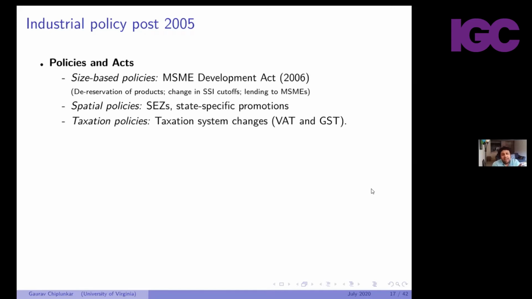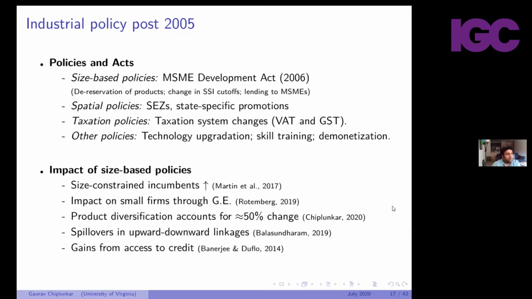And then the latest, of course, we have GST and the implementation challenges that came up with GST as well. And apart from that, there is a whole lot of other policies on technology, skill training, and of course, demonetization that happened and so on and so forth.